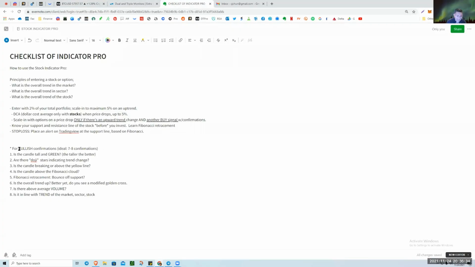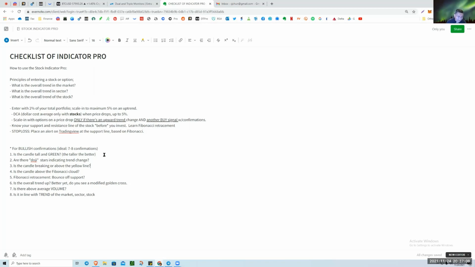And this is something that after about 10 minutes of constantly going over it, you'll memorize it. It's very easy. It's also very common sense. So when we're looking at the indicator, we want to see if it's bullish. We want to see if the candle is actually tall and green. Okay, you don't want short candles. Is there a doji before the buy signal popped up?